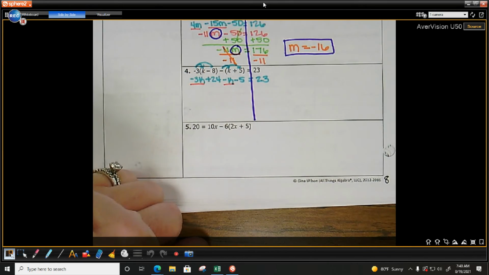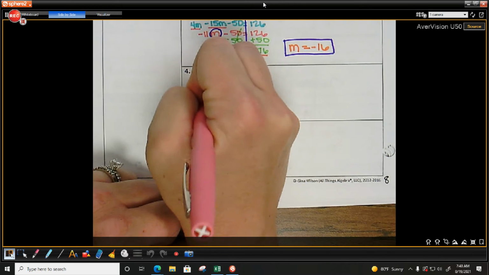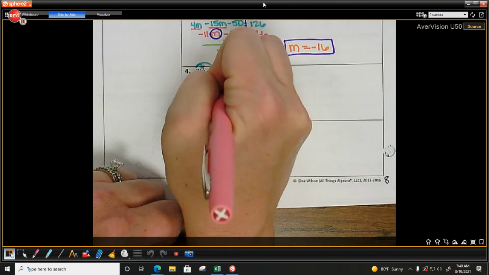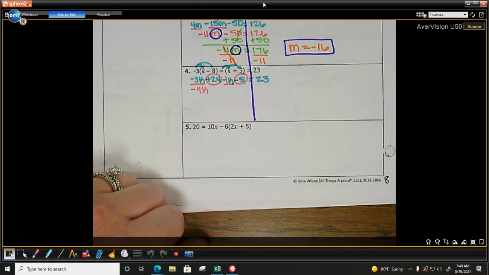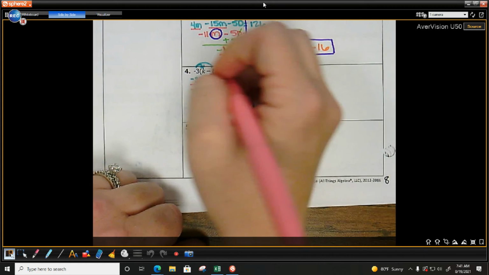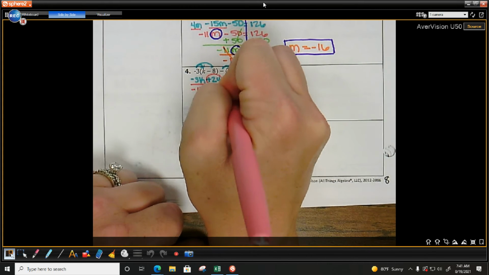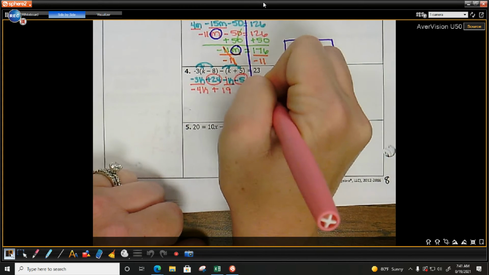Negative 3k minus k. I'm going to put a 1 in front of that k to help me. So what's negative 3 minus 1 more? Negative 4. So negative 4k. And then I have a plus 24 and a minus 5. So when the larger number is positive, your answer is positive. The 24 is larger, which is positive. So it's a positive 19 equals 23.